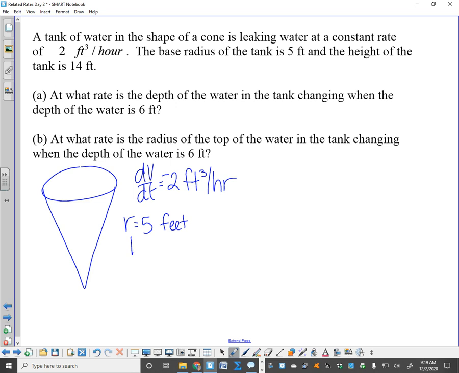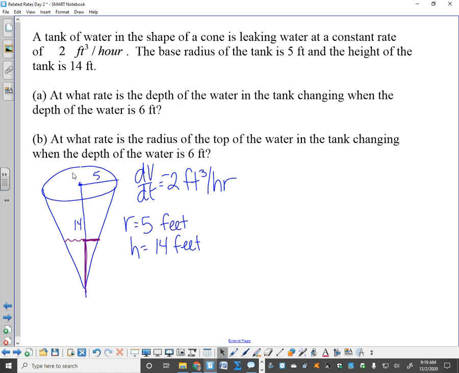And the height of the tank is 14 feet. Now that's of the tank. So I guess this is upside down. But that's not of the water in the tank. That is of the tank itself. So this is 5 and this is 14. But there's a water level in here that has a different radius and a different height. However, you can see that now we have a triangle within a triangle. So we are going to use some ratios here.